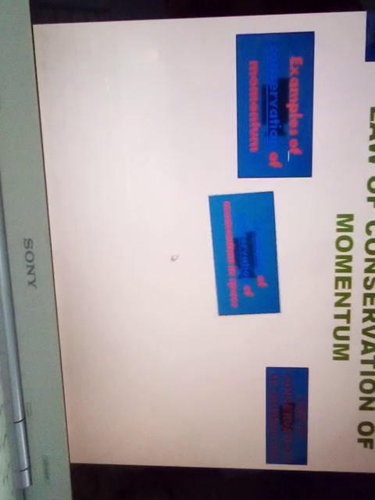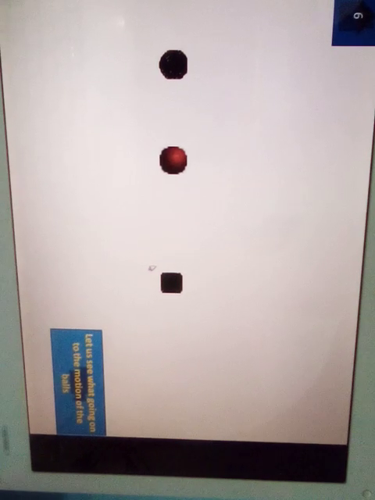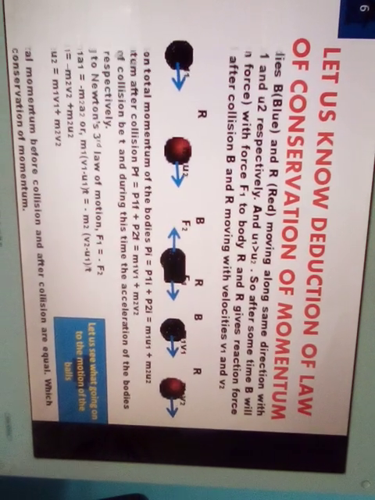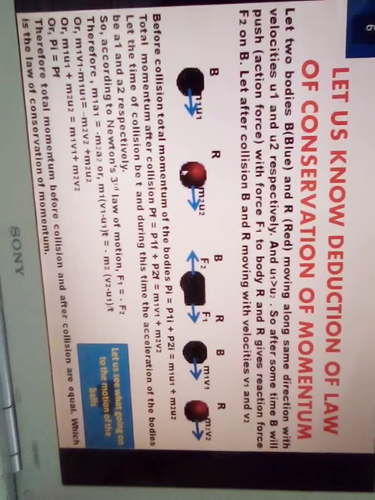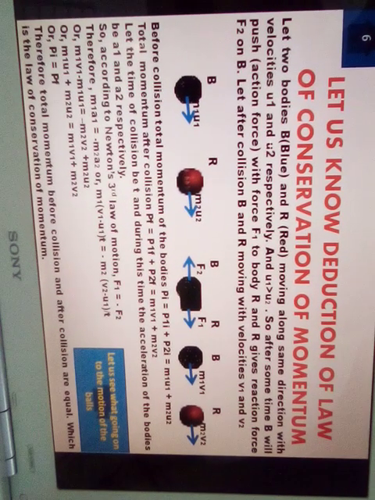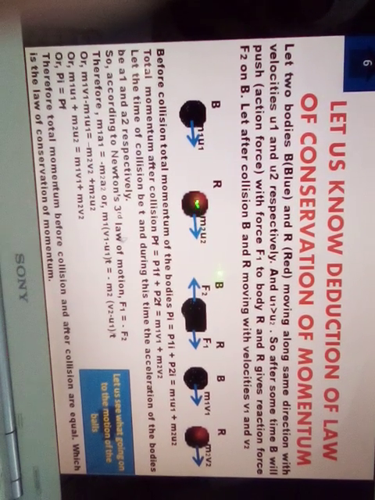Okay, let us see some examples of conservation of momentum. First we have to know what is the law of conservation of momentum. Here you find there are two balls, one is blue and another one is red. They are moving along the same direction with velocities u1 and u2. So the momentum of the first ball is m1 u1 and the momentum of the red ball is m2 u2.